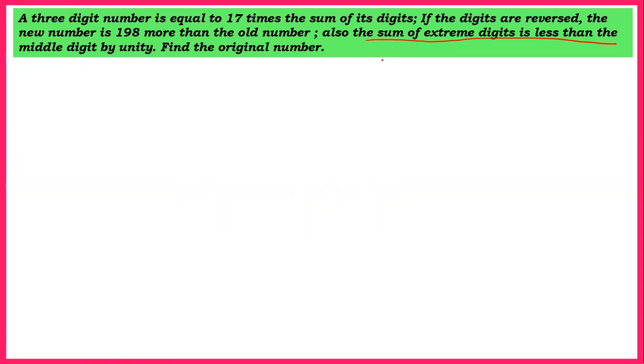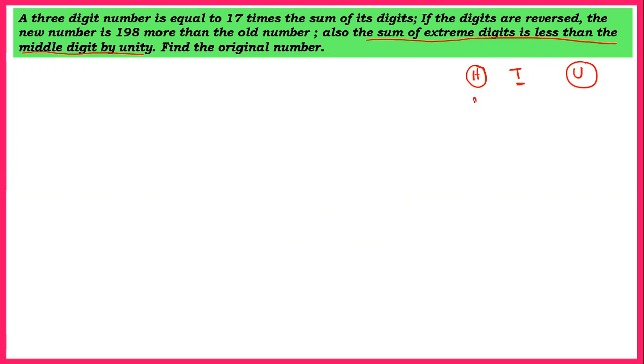Now we are going to start using the second last statement in the sum to solve the sum. Now when I say hundreds, tens, and units, it clearly says sum of the digits of the extreme. So these two are extreme, the first and the last, and this is the middle term.